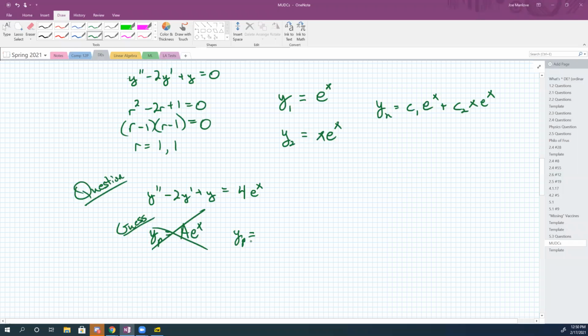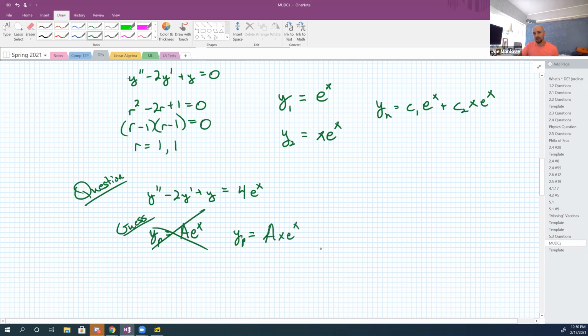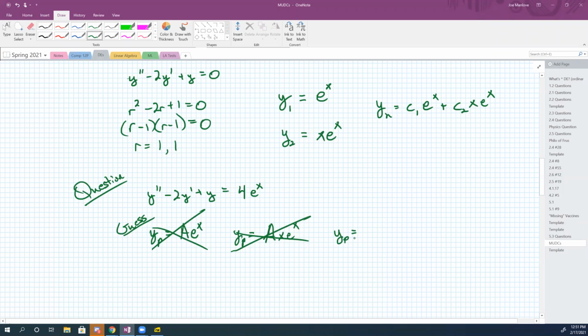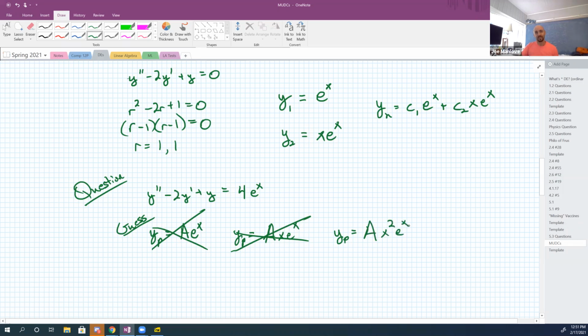X e to the x. Yeah, you slap an x on it. That's also not going to work. So we're going to guess a x e to the x. Why isn't that going to work? Same reason. Yeah, same deal. That's one of the homogeneous solutions too. That's not going to work. All right, so what's your next guess? Don't get creative on me here. X squared e to the x. Perfect. Slap an x on it. A x squared e to the x.